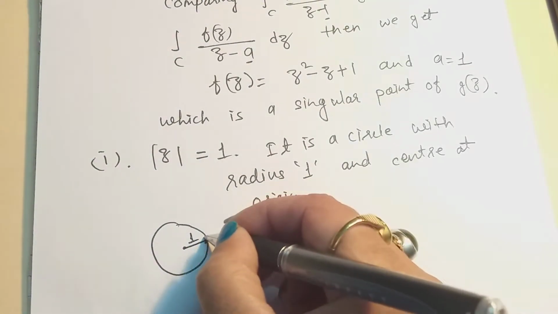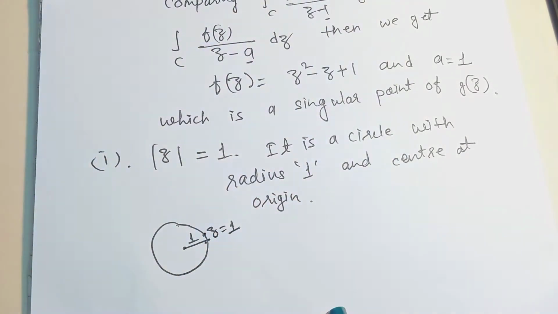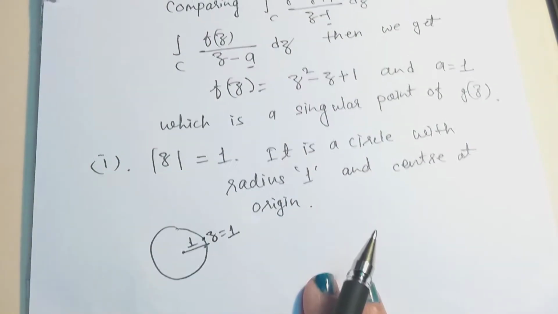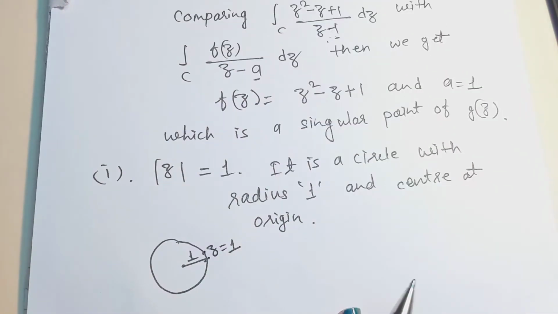So this radius is 1. Then z is equal to 1, this point, which is a singular point, will lie on the boundary of this circle, where the function is not analytic. So if the function is not analytic on the boundary of this circle, in this case we cannot apply Cauchy's integral theorem here, because for Cauchy's integral theorem the function should be analytic inside and on the given closed curve. So we apply Cauchy's integral formula here.